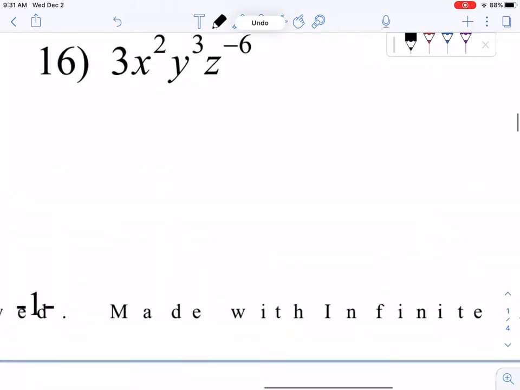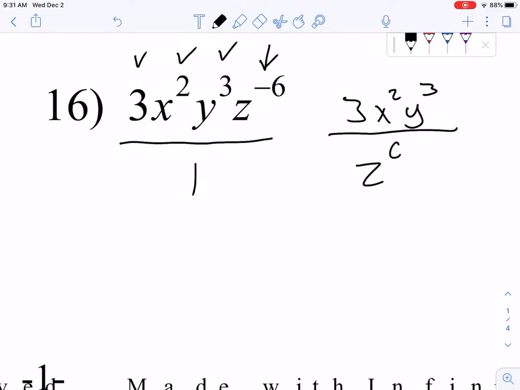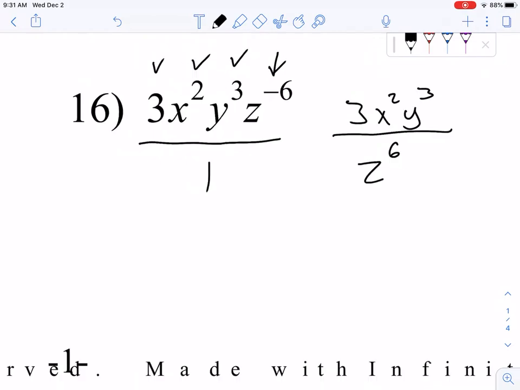However, whatever way helps you organize. So here again, 3 can stay. X to the 2nd can stay. Y to the 3rd can stay. Z to the negative 6 needs to move down because he's unhappy. Now it's Z to the positive 6th.